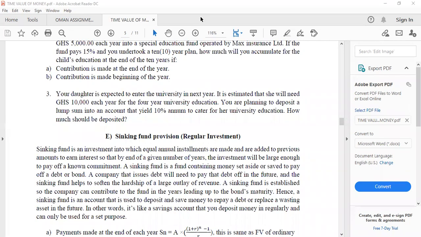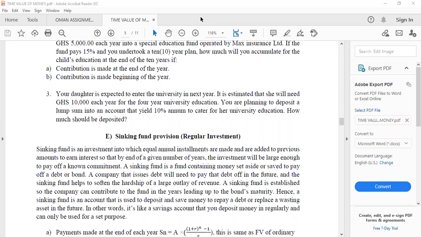So a sinking fund is mostly used by the government. The government puts up a sinking fund to redeem its debts. They are special funds set aside to cater for the interest on debts and also the repayment of debts. It is always for debt repayment or interest on debts.